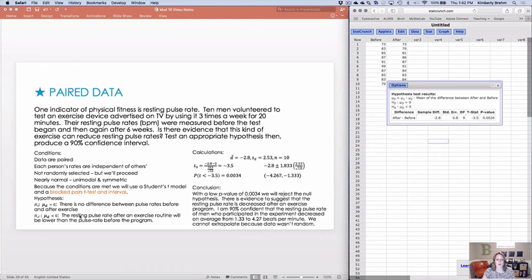We would say that the pulse rate before would be greater. You'd end up with positive numbers. I kept this one negative just so you could see what it looked like. And again, notice I got an interval here. The test p-value was 0.0034, which of course means we're rejecting.